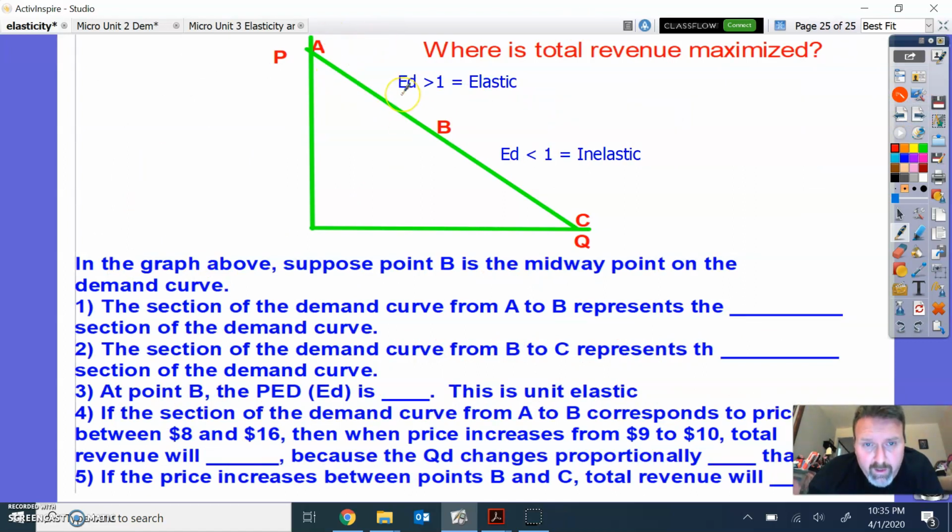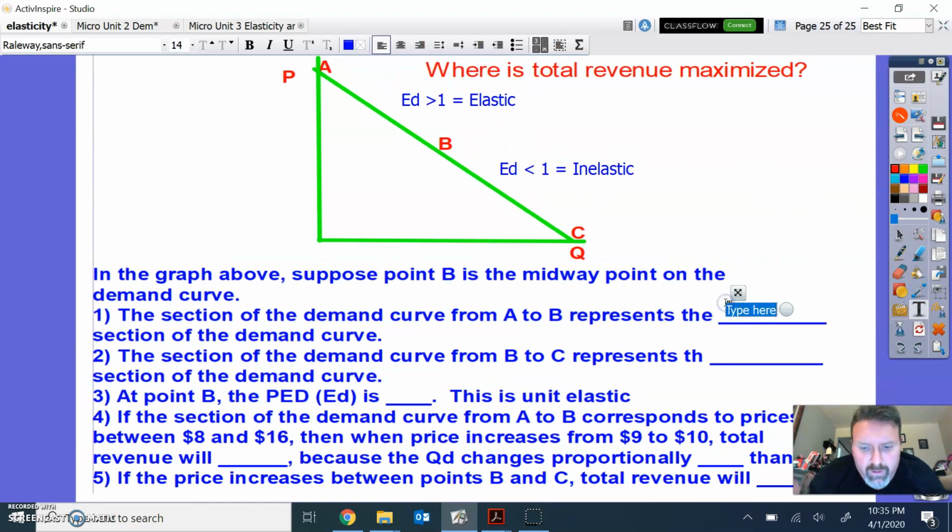Upper part of the demand curve, elastic. Lower part of the demand curve, inelastic, right? A to B is, I don't think I need to type it for you, but I will. It's the elastic section of the demand curve. B to C is the inelastic section of the demand curve. At point B, elasticity of demand is 1. It's unit elastic, right?